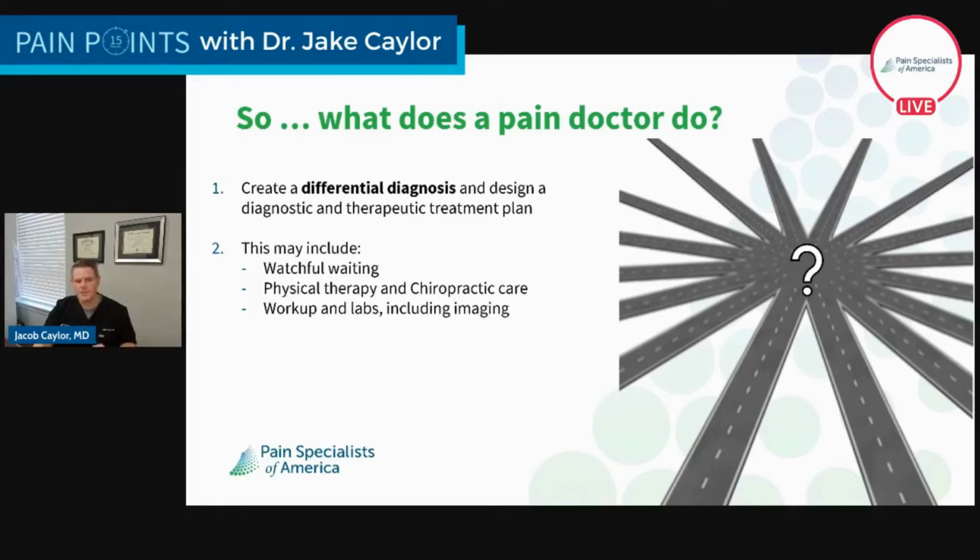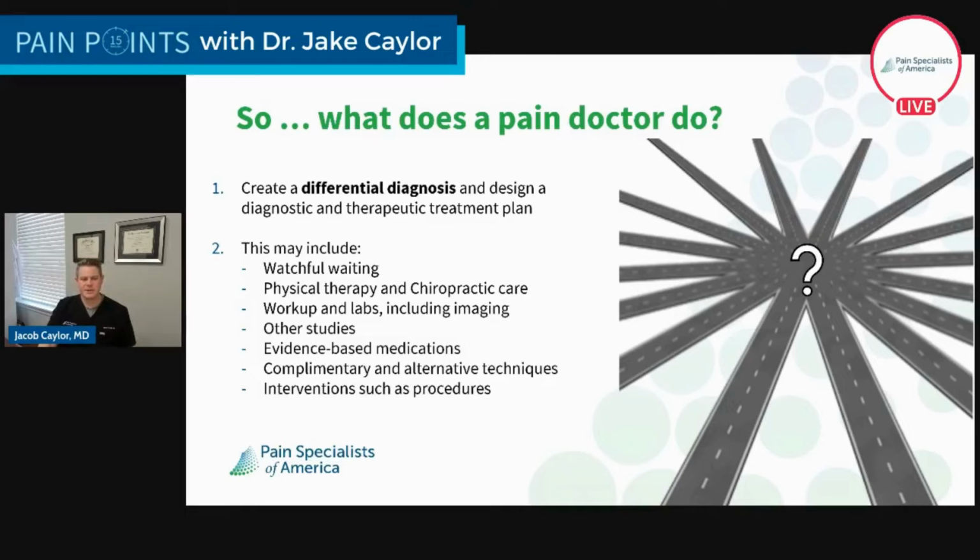It includes workup, labs, diagnostic imaging, other studies that we're doing, evidence-based medications, and then complementary and alternative techniques. And in addition to that, interventions such as procedures. And yeah, at the end of it, surgery might be the right option. But sometimes the thing that's most important is having a team of healthcare providers taking care of you. And that might mean sending you to a surgeon so that we can collaborate and come up with a plan together. And that might mean surgery, that might not mean surgery. The goal is actually functional restoration and resolution of the pain.